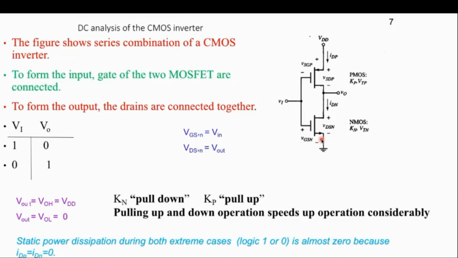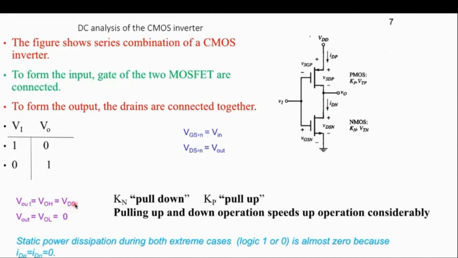Now the next thing is extreme cases. When your input is 0, then this will conduct, this will not conduct. So IDP has some non-zero value, but normally when both of them are not conducting, this current is equal to this current is equal to 0. And when they conduct for a very small period, they have a non-zero value. So we will discuss this later on.